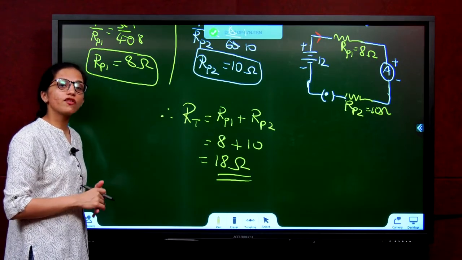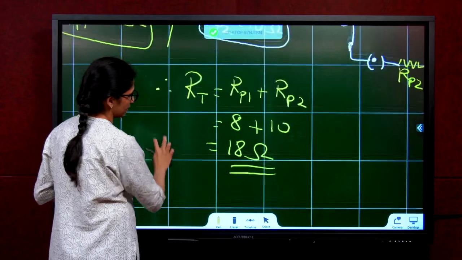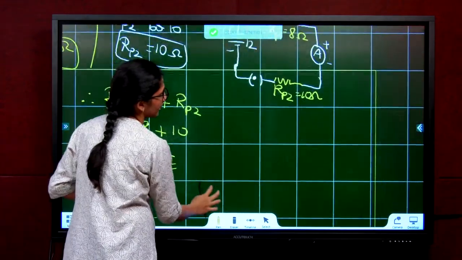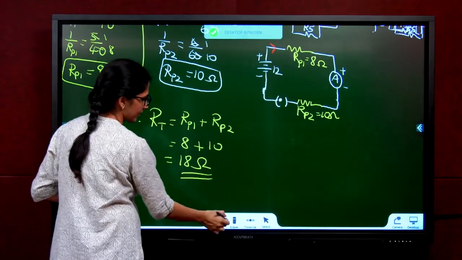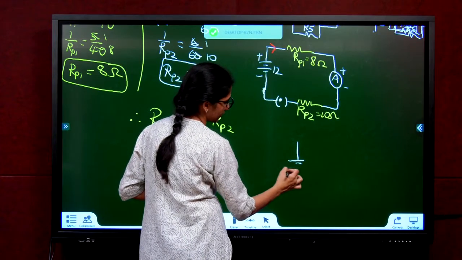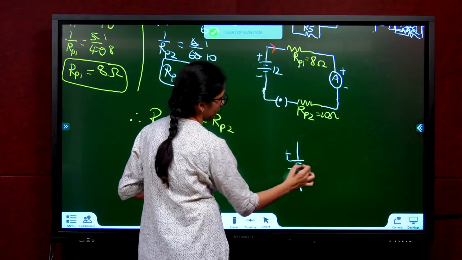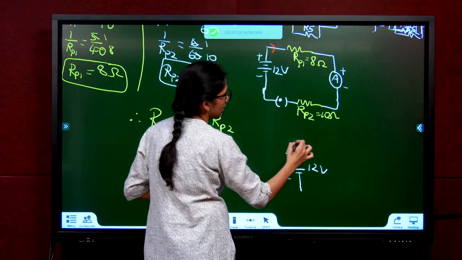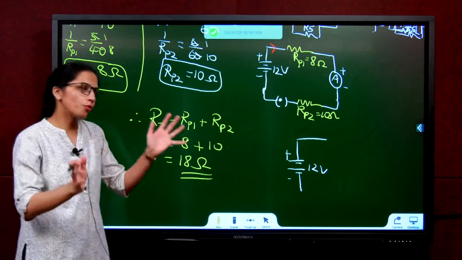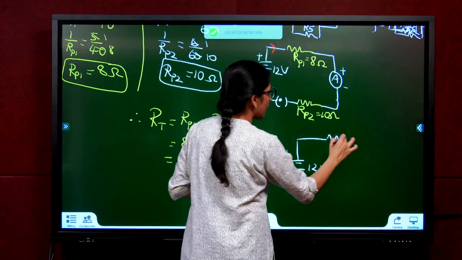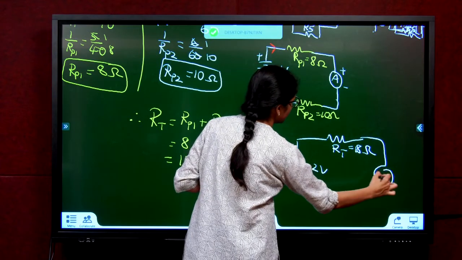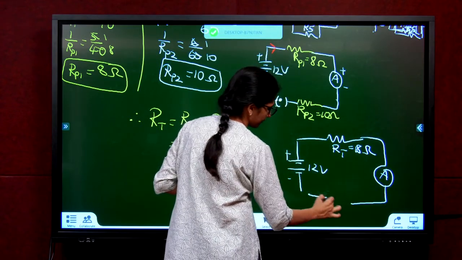Now they have asked us to find the total current in the circuit. Total resistance in the circuit is this much. So can I redraw the circuit now? While redrawing this circuit, I will write the new circuit here. Plus minus 12 volt. Instead of putting two resistors, I will put its equivalent resistance. I'll remove both of them and put a single resistor RT, which is 18 ohm. There's an ammeter here and there's a plug key.